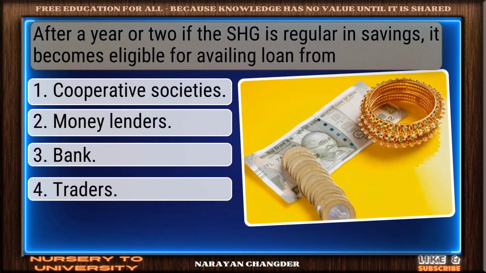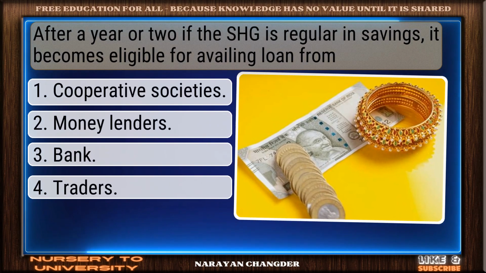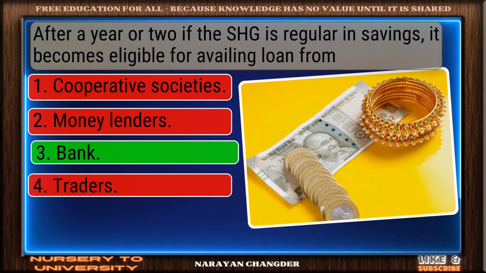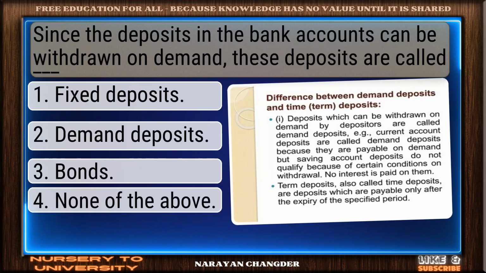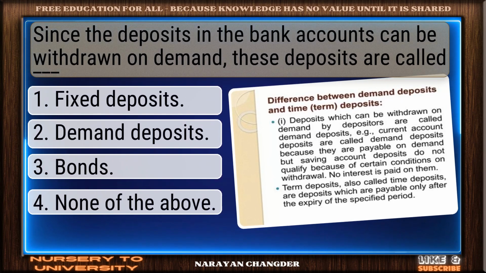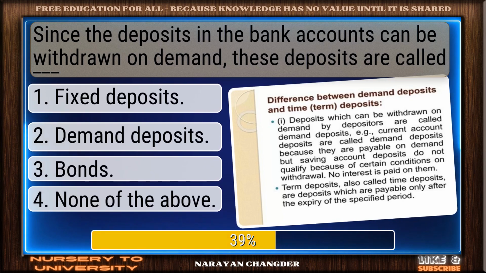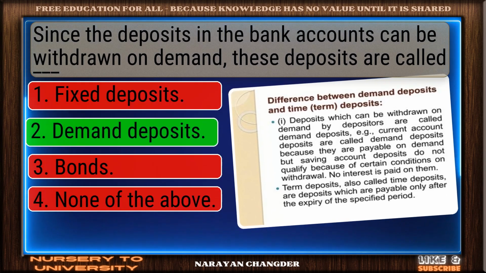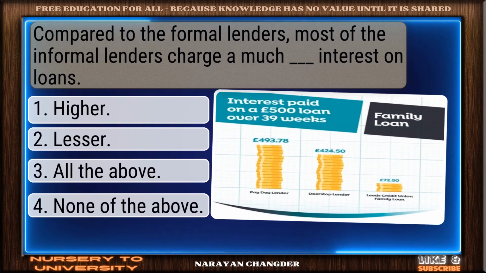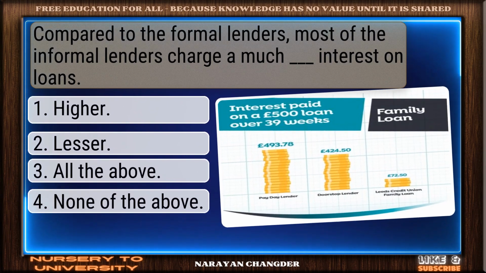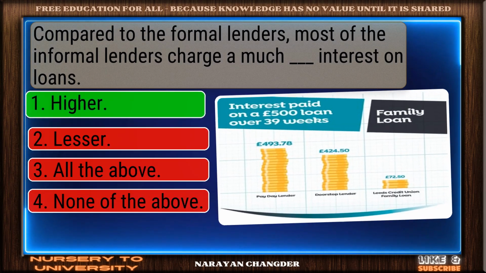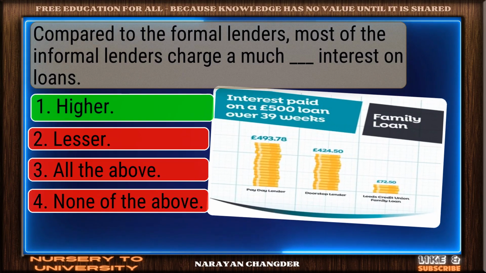After a year or two, if the SHG is regular in savings, it becomes eligible for availing loan from dash. You're right. Bank is correct. Since the deposits in the bank accounts can be withdrawn on demand, these deposits are called dash. Nice work. Demand deposits fits perfectly. Compared to the formal lenders, most of the informal lenders charge a much dash interest on loans. Excellent. Higher is well reasoned.